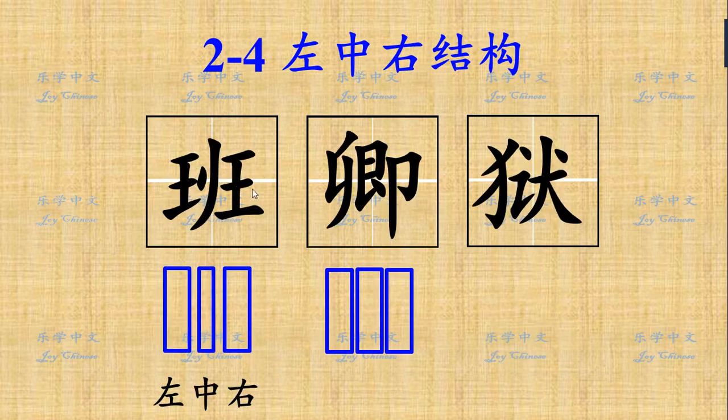The fourth one, three parts. 左中右结构 means left, middle, right. Again, the size could be different depending on the structure. For example, the middle part is smaller or equal, like this, similar to this.